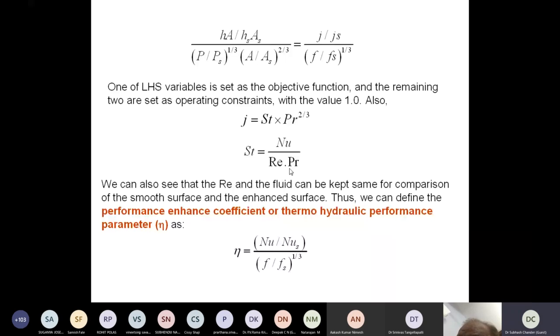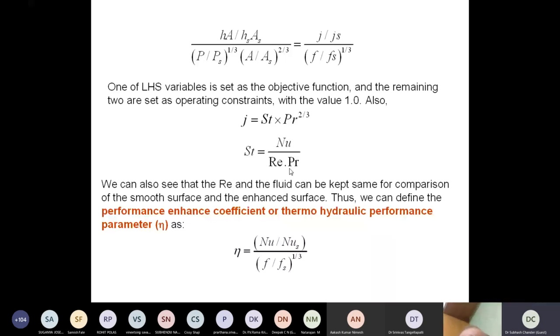So if you are keeping the Reynolds number the same and the Prandtl number the same, and comparing the performance of the reference surface with that of the enhanced surface, Prandtl number the same means we are working with the same fluid, because Prandtl number is the depiction of the properties of the fluid, right? Reynolds number the same means we are working with the same flow velocities, right?